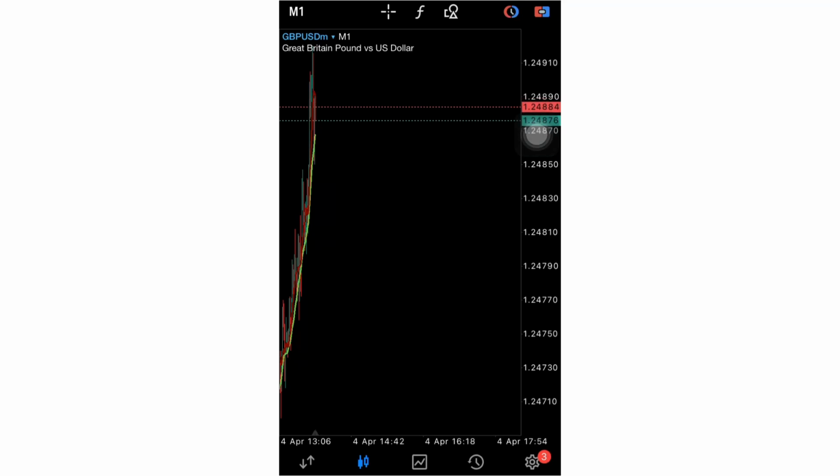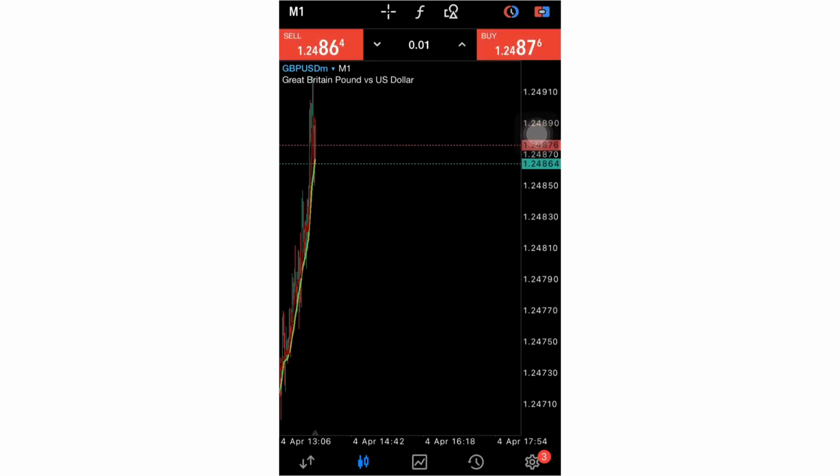Another thing you need to note is that when you want to buy, it opens the position with the ask price. I'm going to give you a live example quickly. I want to buy. Let's say this is the ask price rolling. Once I press buy, it's going to buy from the ask price.